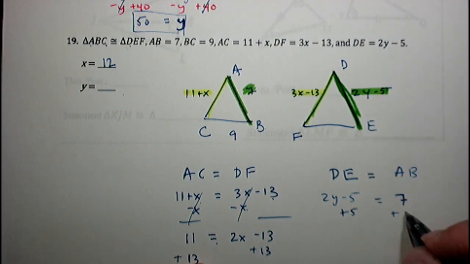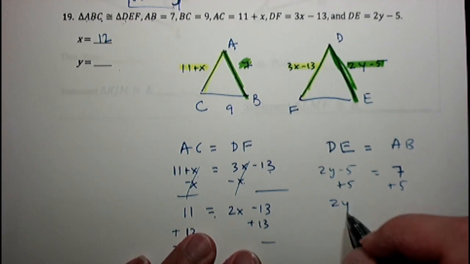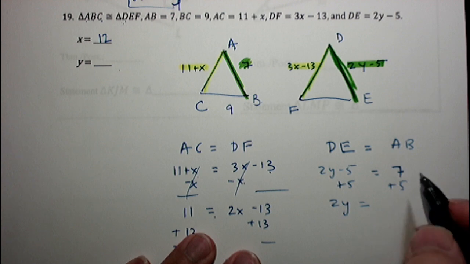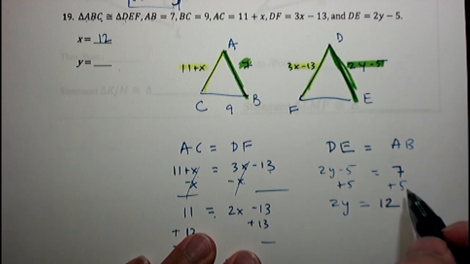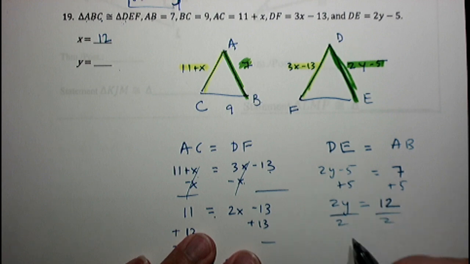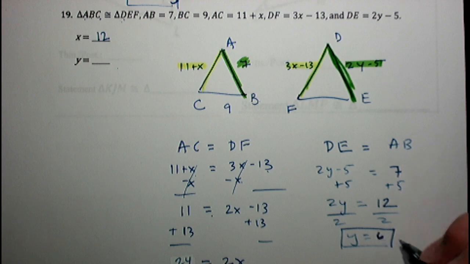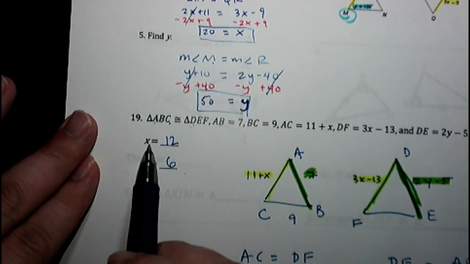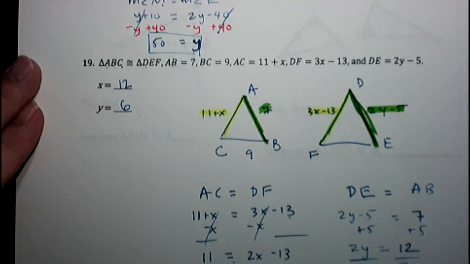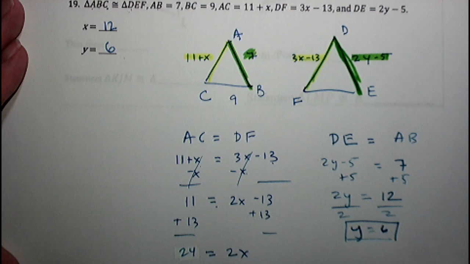So go ahead and add both sides by 5 here. You have 2y equals 7 plus 5, which is 12. And then divide, y equals 6. So there you go. You have y equals 6. So x equals 12, y is equal to 6. If I'm going too fast, make sure that you pause, rewind, so that you're able to get caught up with the review.